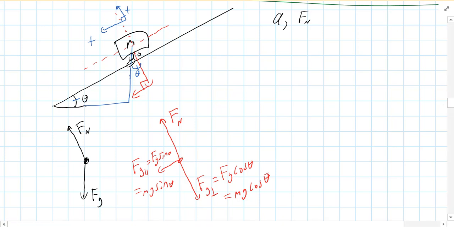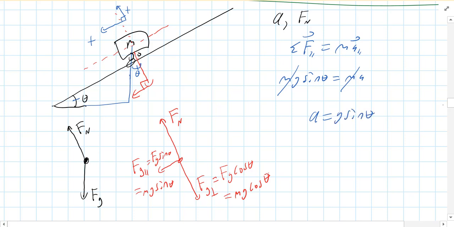So if I look at the acceleration first, I'm going to do net force parallel to the motion equals ma parallel. And the only force I have parallel to the motion is my mg sine theta, and that equals ma. Notice the mass cancels out here, and so you get a equals g sine theta. So that is the acceleration of the cart down the incline.